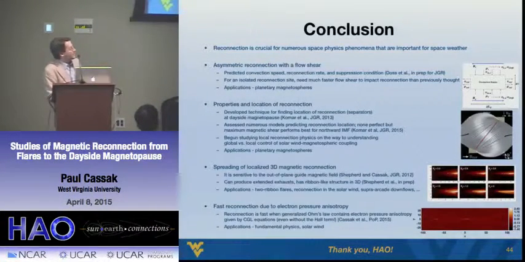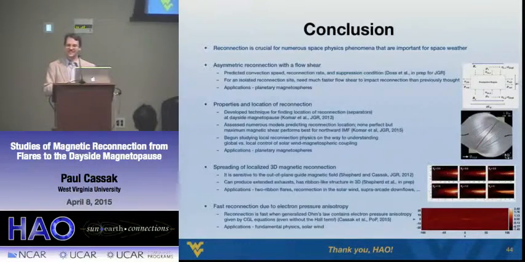What I didn't get to, I'll just say a couple words on it, is there's this age-old question of what causes reconnection to be fast. And maybe you've heard of the GEM Reconnection Challenge study from 2001. And they basically found that any system that contained the Hall term was fast. And if you have resistive MHD, it's not fast. And so they said, OK, well, it's the Hall term that gives you fast reconnection.